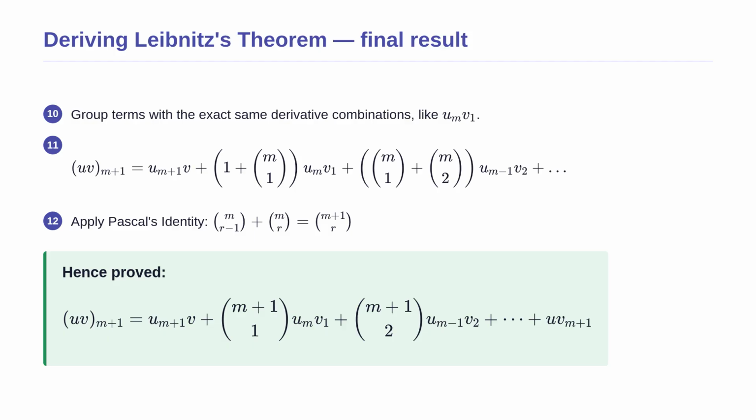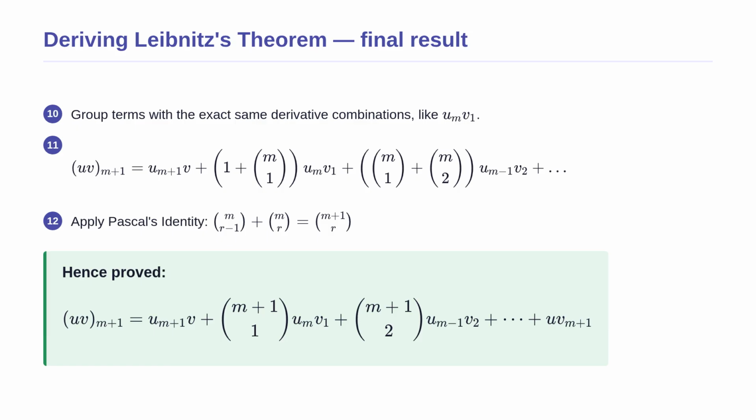Continuing with our expanded equation, we group the terms that have the exact same derivative combinations. For example, we gather all the terms that contain u sub m times v sub 1. When we do this, we see that their coefficients add together. Here, we use a famous rule from algebra called Pascal's identity, which states that adding 2 adjacent combinations always equals the combination of the next row.